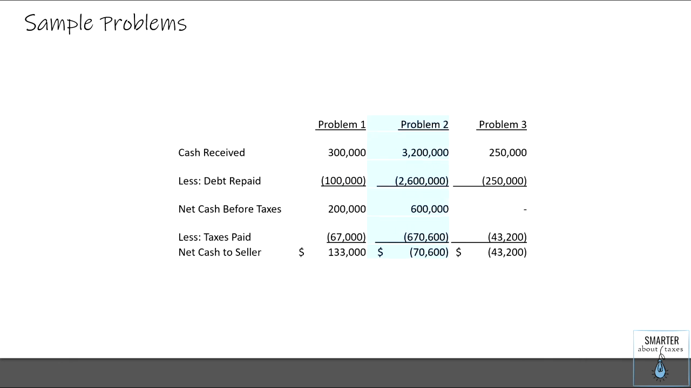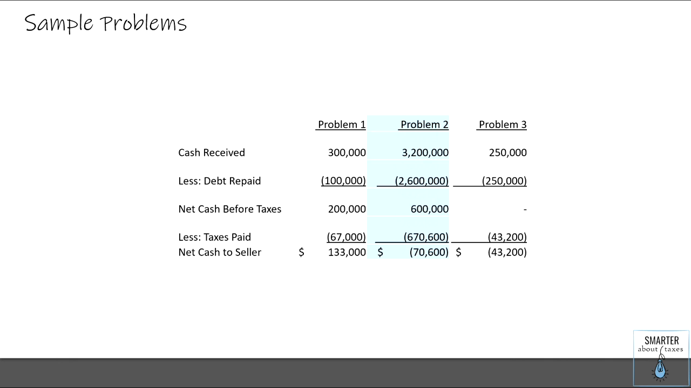Here's where this thing gets kind of wonky and people get sideways. Your cash received was $3.2 million on the closing statement. The closing agent took that in. Then they repaid your debt of 2.6, and now you have 600 grand. Okay, but you go to pay your taxes, and you find out your tax bill is $670,600. That's because you did that refinance. Okay, so technically you're out 70 grand from doing the sale, but you've already received some of that cash.